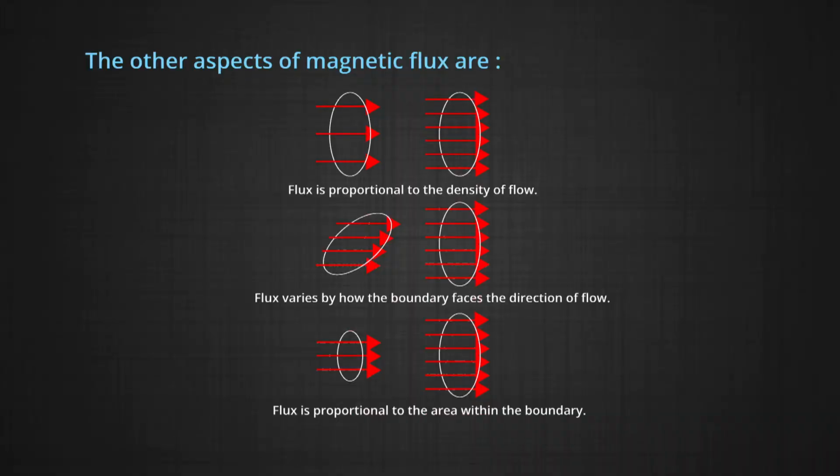The other aspects of magnetic flux are: flux is proportional to the number of magnetic lines of force through a unit perpendicular area, that is, the strength of the magnetic field. Flux varies with the angle between the B vector and the A vector. Flux is also proportional to the area.